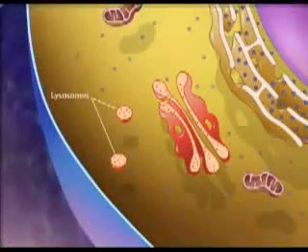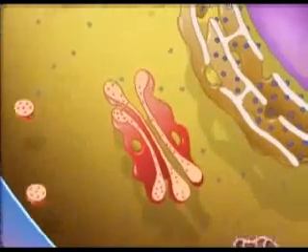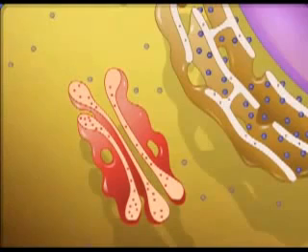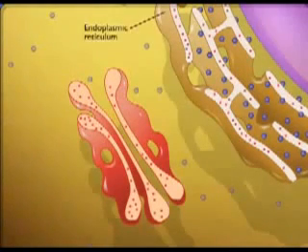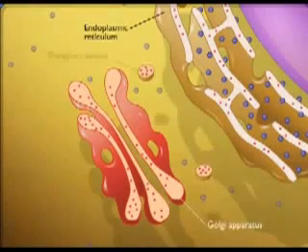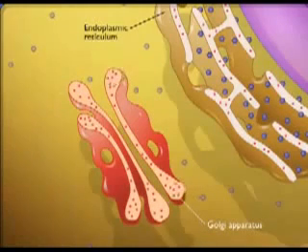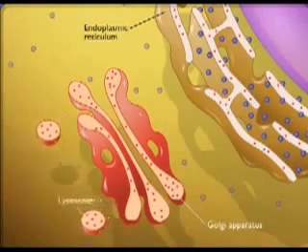Lysosomes are membrane-bound vesicles that contain hydrolytic enzymes. The hydrolytic enzymes degrade proteins, nucleic acids, lipids, and carbohydrates, and are formed in the endoplasmic reticulum. These enzymes are then transported to the Golgi apparatus by transport vesicles. The lysosomes arise from the Golgi apparatus.